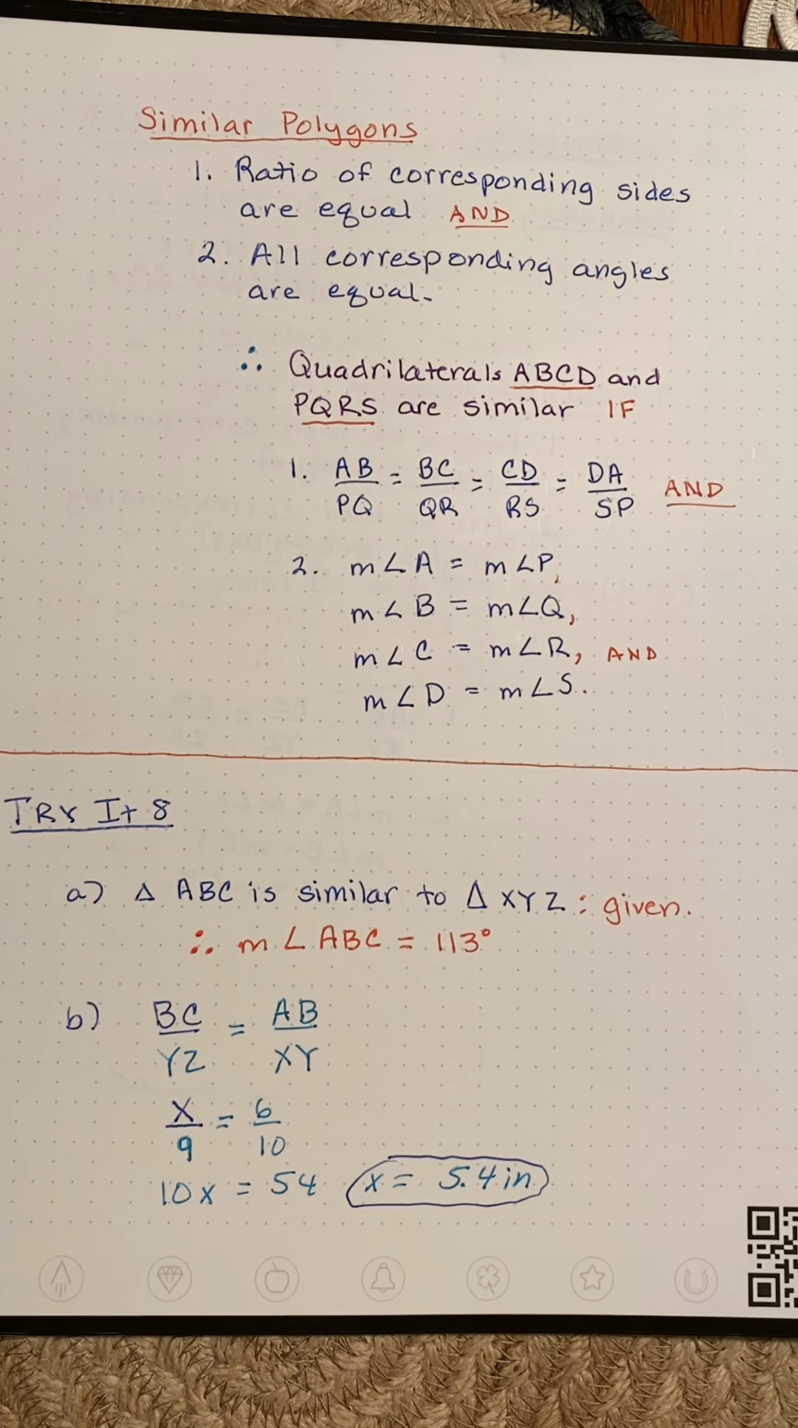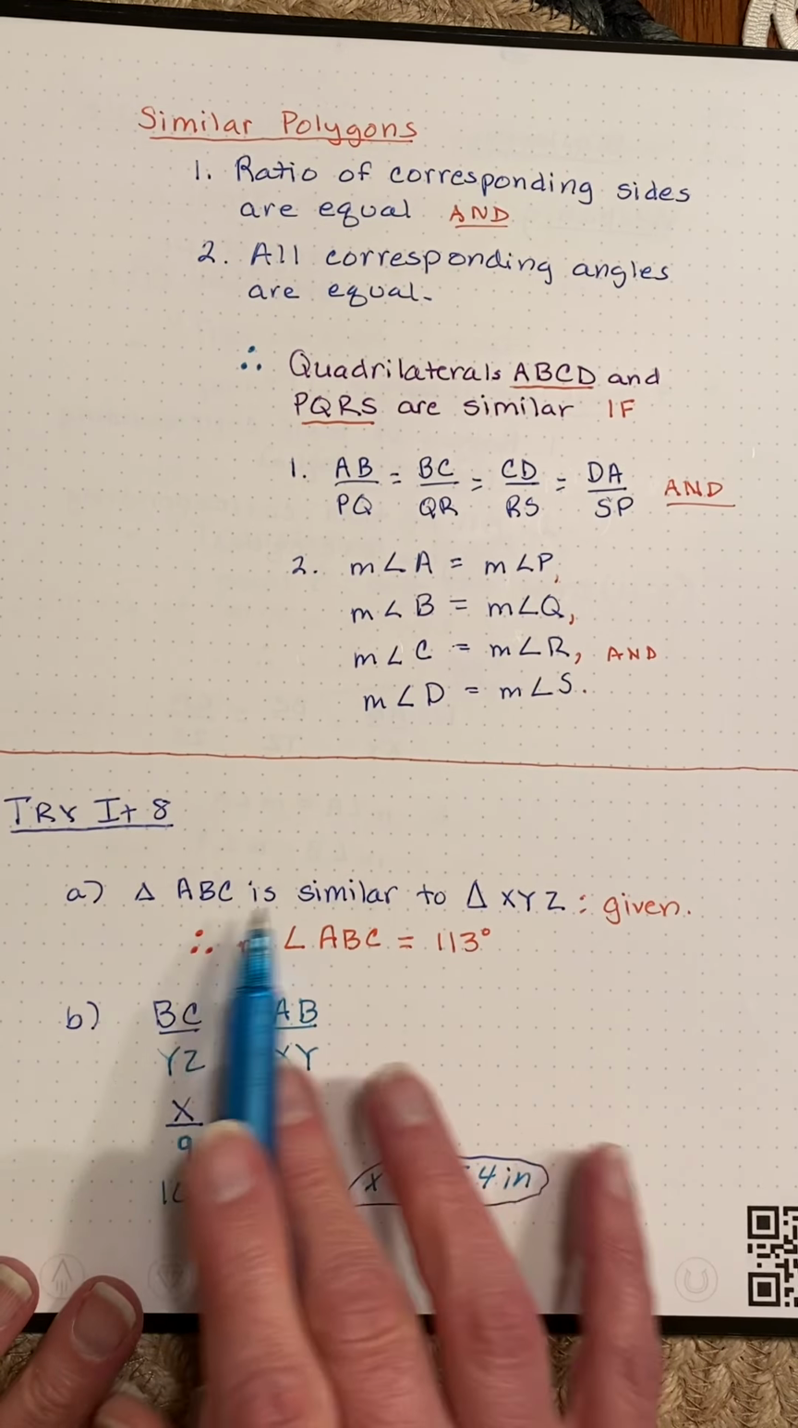And then it says AB, that means side AB, is 6 inches. Then the corresponding side, XY, is 10 inches. YZ is 9 inches. The measurement of angle XYZ is 113 degrees. So you got some information. Now, having that and knowing they're similar triangles, we are to find, first of all, in A, the measurement of angle ABC, and then in B, the length of BC.